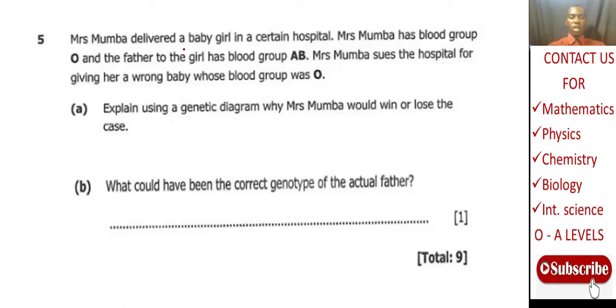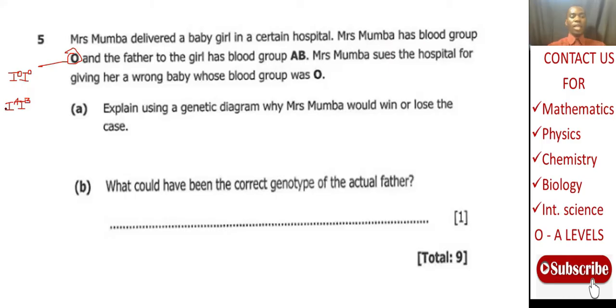So to start with here, they are saying Mrs. Mumba has blood group O. So this blood group O means that the genotype can only be ii, O is always recessive. So this is the only genotype that it can have. And they are saying the father to the girl has blood group AB. And blood group AB, this one is only IAIB. This is the only genotype that can exist.